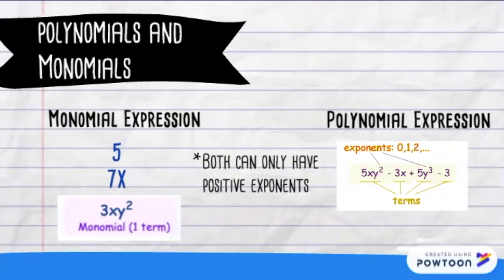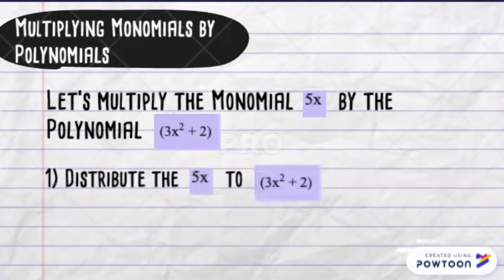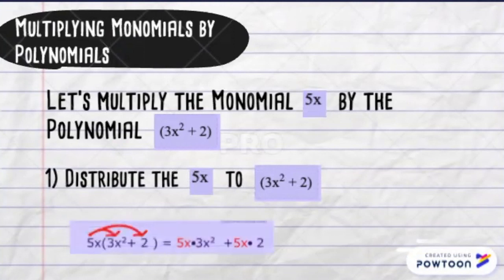Now I will show you 2 different examples on how to multiply monomials by polynomials. Let's multiply the monomial 5x by the polynomial 3x squared plus 2. Your first step is to distribute the 5x to 3x squared plus 2. So you should get 5x times 3x squared plus 5x times 2. These are 2 terms.